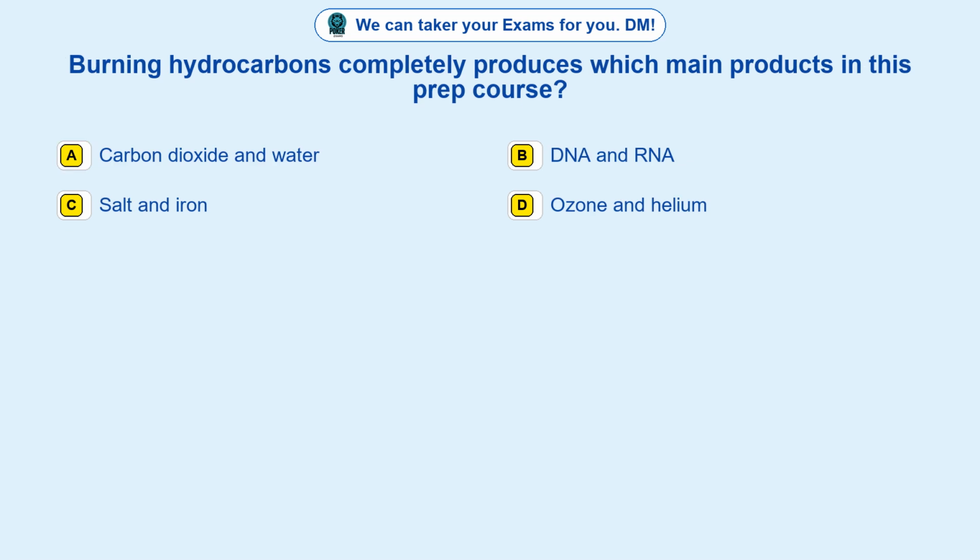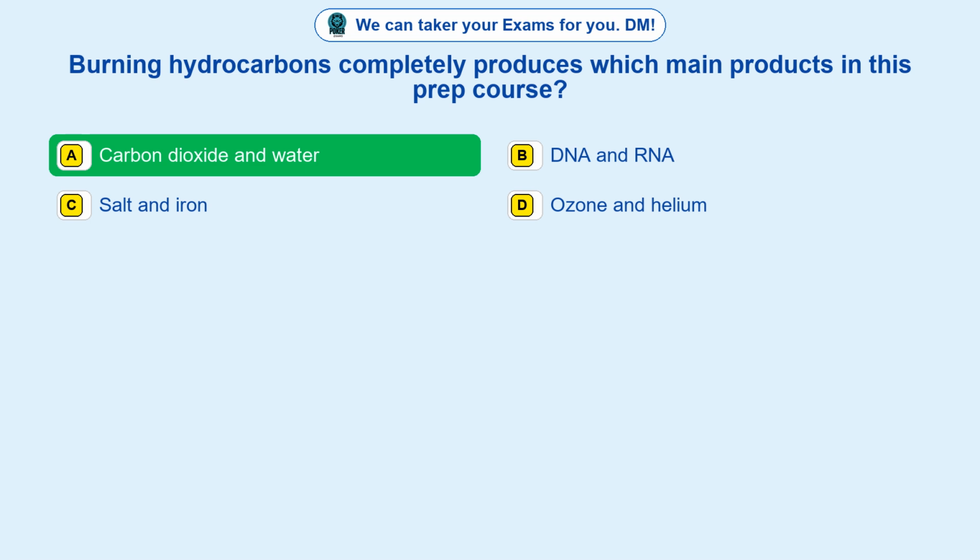Question 55. Burning hydrocarbons completely produces which main products in this prep course? Option A, carbon dioxide and water. Option B, DNA and RNA. Option C, salt and iron. Option D, ozone and helium. The correct answer is option A, carbon dioxide and water.